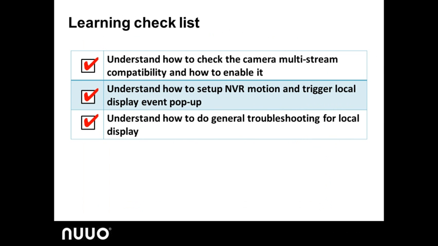So to summarize the main points of today's webinar, for the first topic, you should understand the benefit of monitoring, and be able to check the camera monitoring compatibility and enable it. For the next topic, you should know how to set up NVR embedded motion and trigger local display event pop-up without camera settings. And for the last topic, you should understand how to do general troubleshooting for local display.